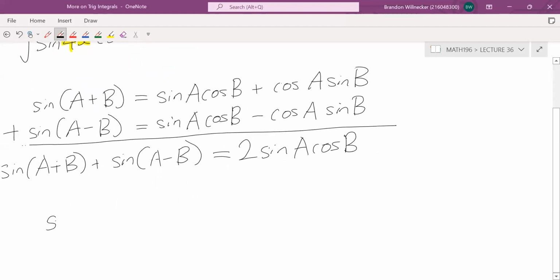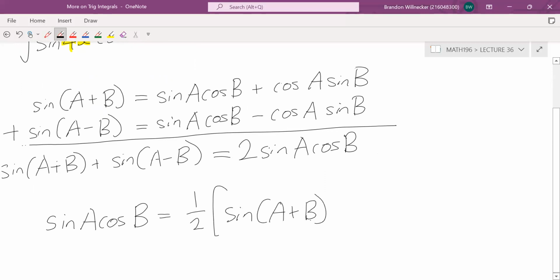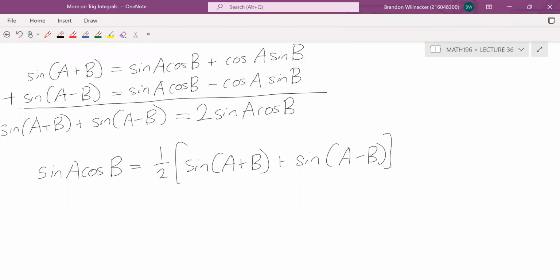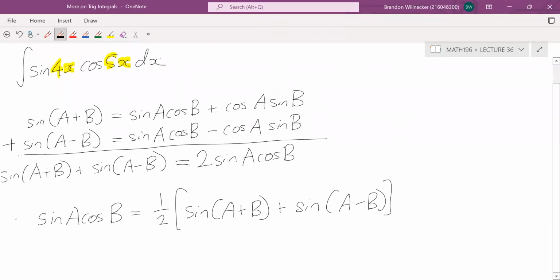With a bit of rearranging, we end up with sine A cos B is equal to 1/2 times sine A plus B plus sine A minus B. So we end up with something which is a lot easier to deal with than this product of functions. If you have sine A times cos B, you can separate it into two individual sine terms, which is a lot easier to work with, because since they're individual, you can integrate the first one and then integrate the second independently. So this is if you're dealing with sine times cos.